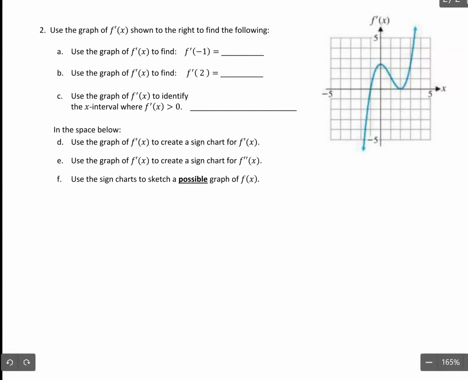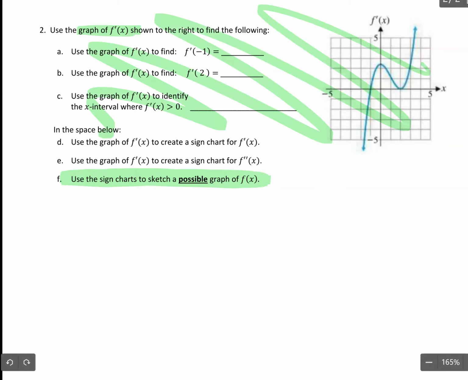Okay, y'all, this is a tricky problem because we're being asked to eventually sketch a possible graph of f of x, that's the original function, but we're given a graph of the derivative. What? Okay, so let's ignore all this for a minute. And let's just say, if I was trying to graph the original function, what information would I need?